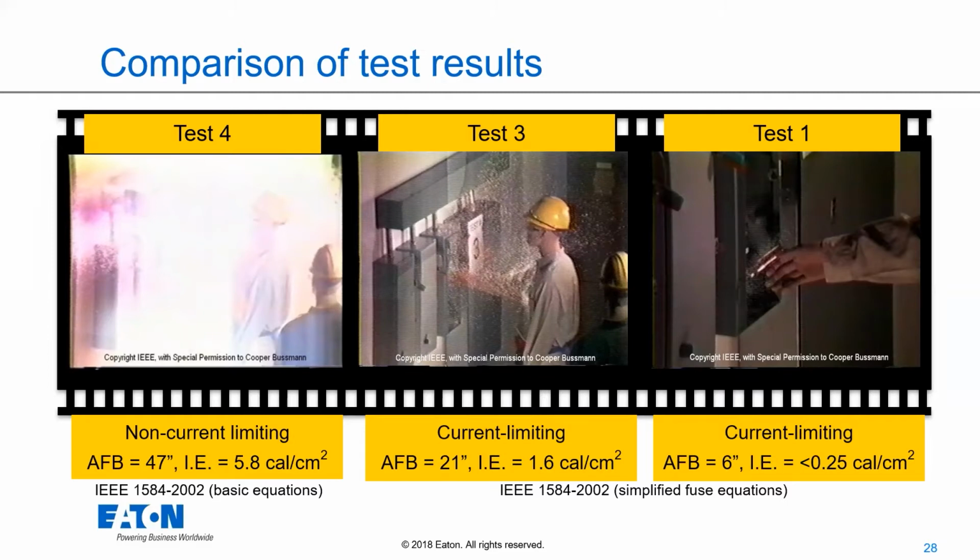So, you see incident energy levels. I feel like you see something like calories per centimeter squared and you're just like, what is that? What does that number even mean? Hopefully this helps give you an idea of what the difference between 5.8 and 1.6 is, and then what essentially zero is. The test one's not zero, but it's the minimum level that you can get. Again, I'm trying to put some concept in your mind as to what that calories per centimeter squared number really looks like in reality.